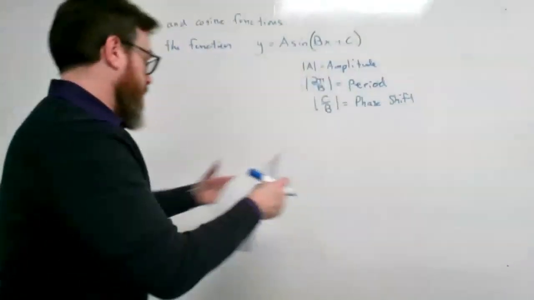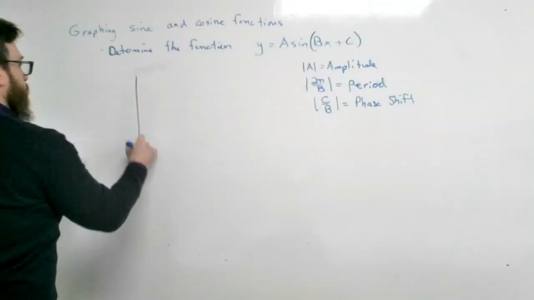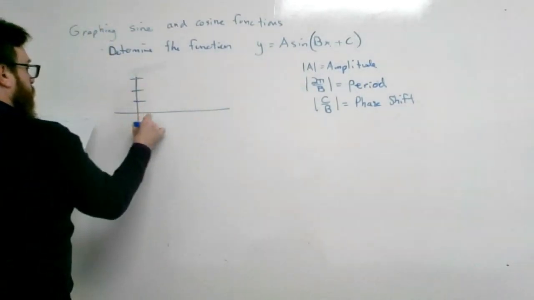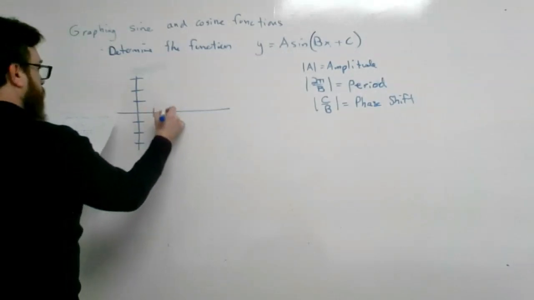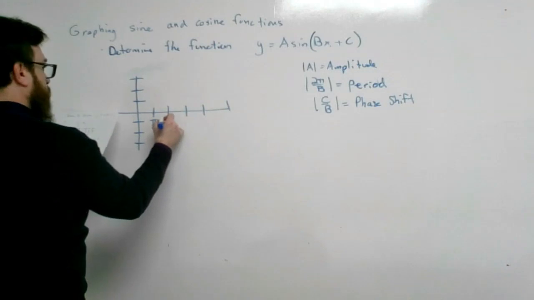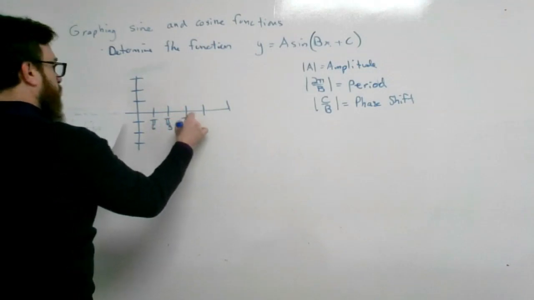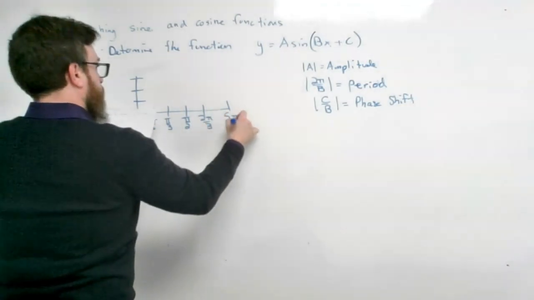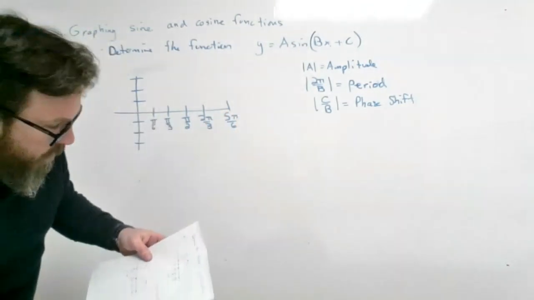this, so this is pi over 6, pi over 3, pi over 2, 2 pi over 3, and 5 pi over 6. What the function is going to look like.